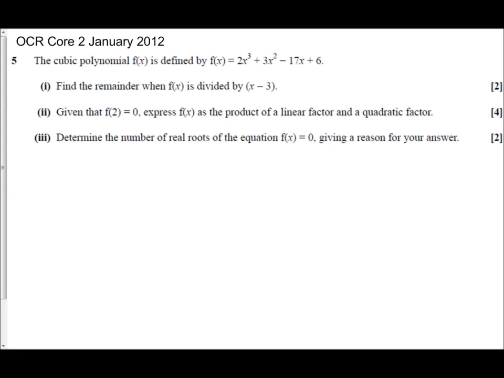Part II says given that f of 2 equals 0. Now we've not covered this in this video, it's going to be covered in the factor theorem video, but f of 2 equals 0 means that x minus 2 will divide my polynomial exactly. So express f of x as a product of a linear factor. Well, I'm saying x minus 2 is going to be my linear factor. And then I also need to find a quadratic factor.